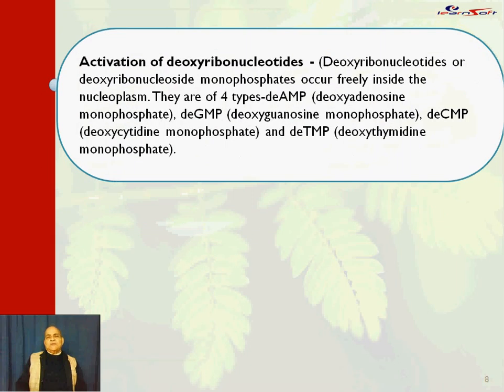Activation of deoxyribonucleotides. You know that deoxyribonucleotide monophosphates occur freely inside the nucleoplasm. There are 4 types. You know 4 bases are there in DNA. That is deoxy-AMP, that is deoxyadenosine monophosphate. Then deoxyguanosine monophosphate. Then you have deoxycytidine monophosphate. And then you have deoxythymidine monophosphate.